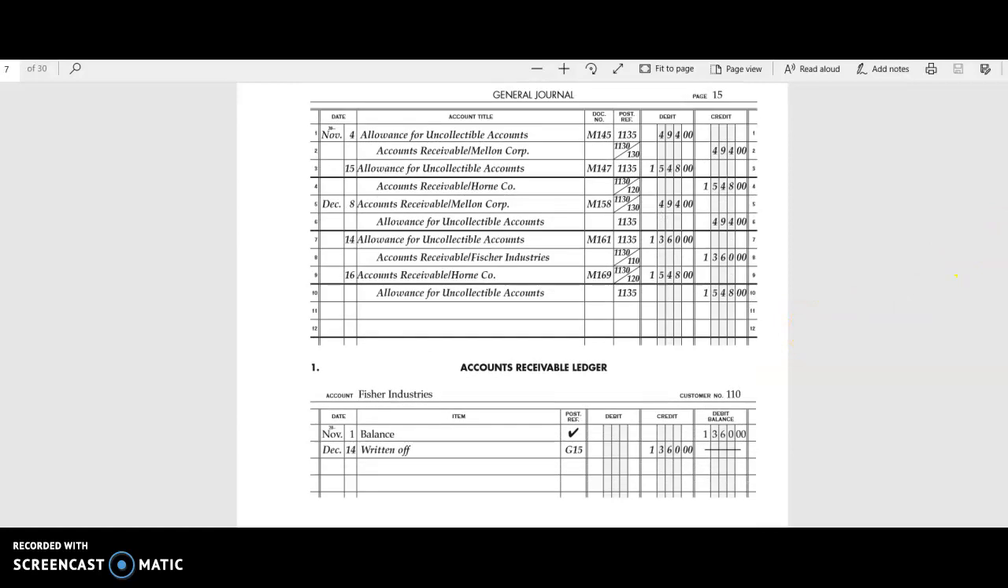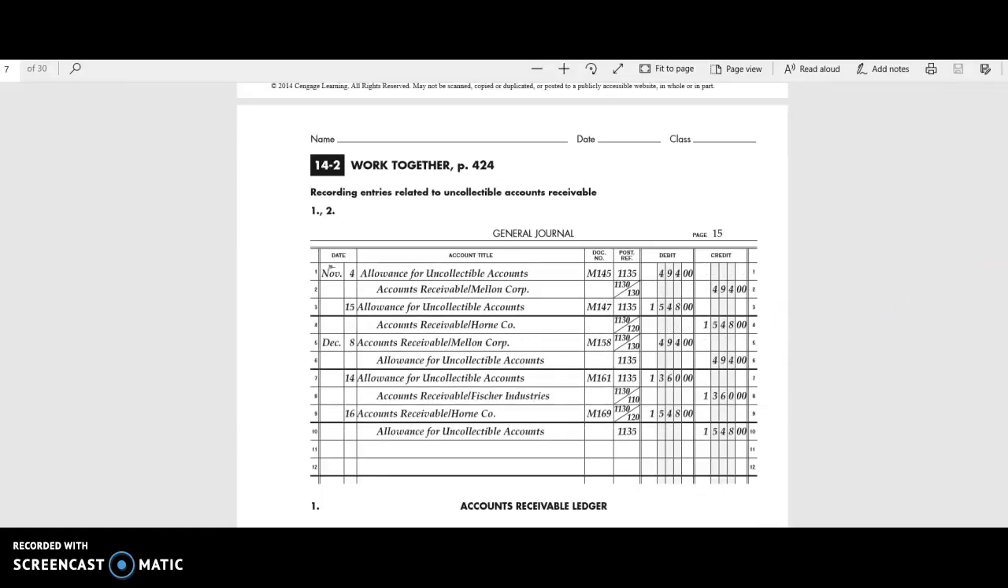The second transaction is on November 15. It tells us we wrote off Horn Company's past due account as uncollectible. And it gives us that amount, $1,548, memo 147. This is a similar transaction. So whenever you see the words write off, you know immediately you're going to debit allowance for uncollectible accounts and credit account receivable when you write off.